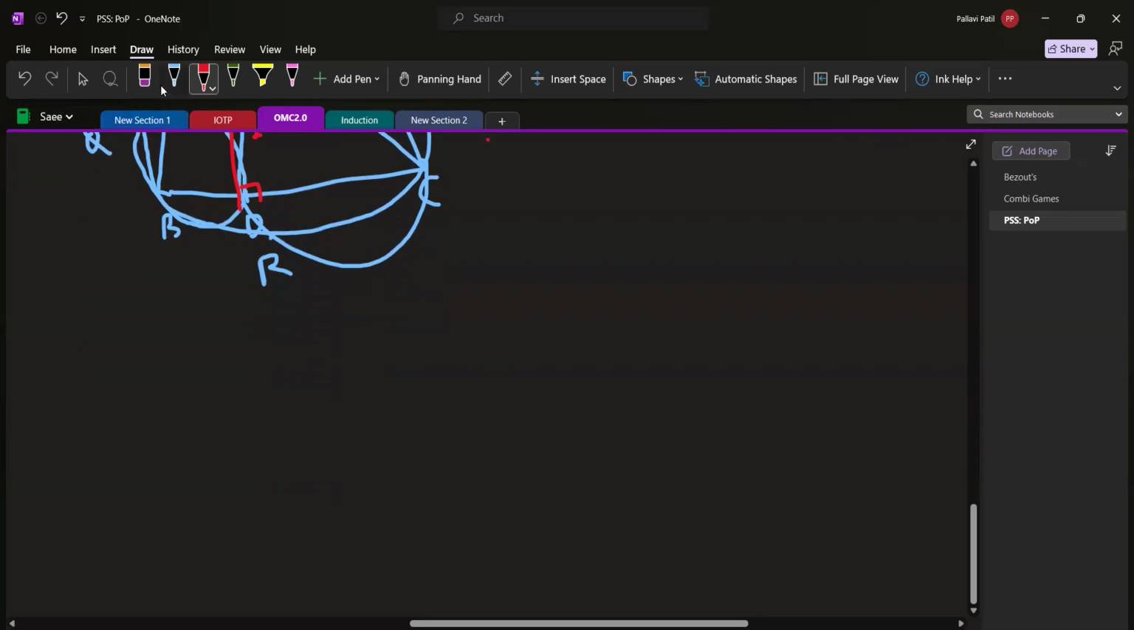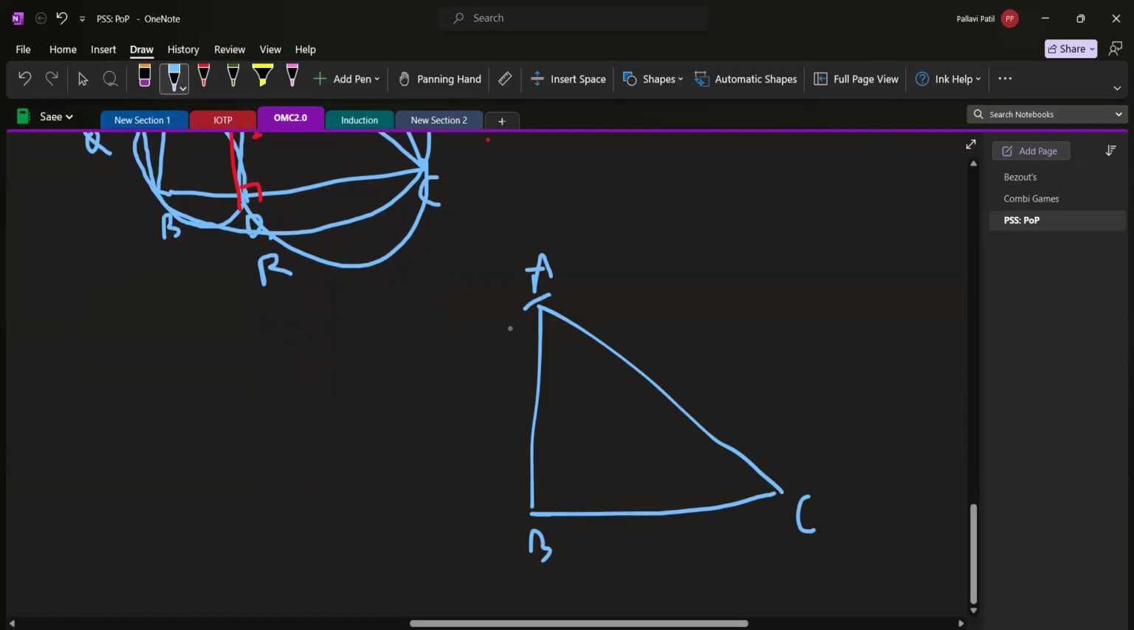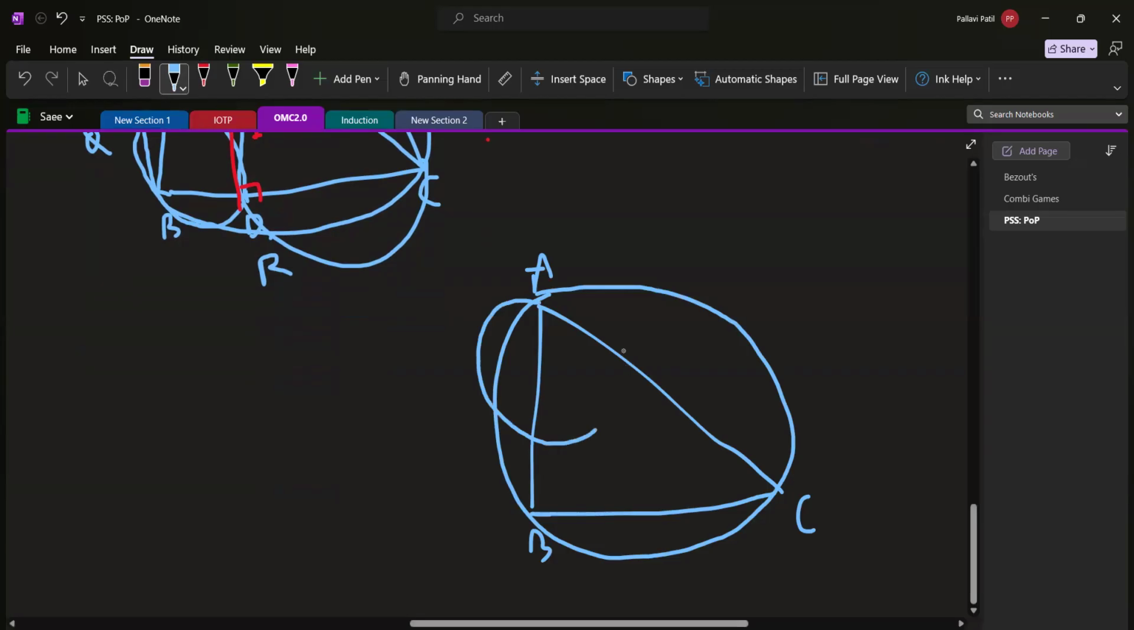concur. Okay, so as we get more information, we should keep updating our figures. A, B, C. Be something like this. Let's say this is I.